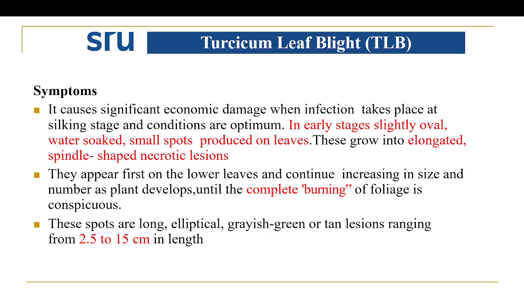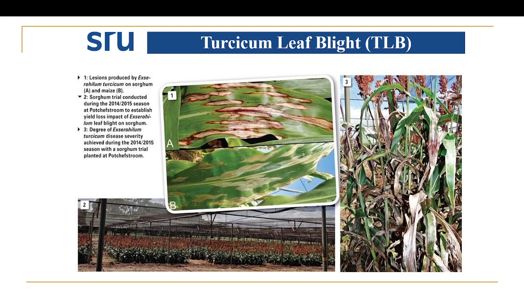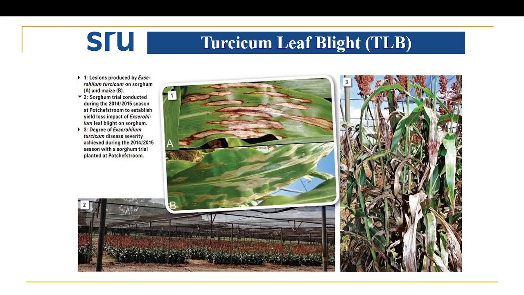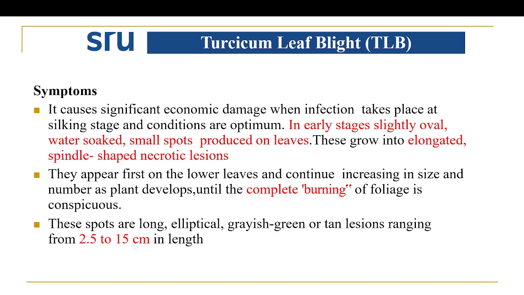The spots are very long, elliptical, grayish green, tan lesions ranging from 2.5 to 15 centimeters in length. So we can see these very long elliptical lesions of 2.5 to 15 centimeters in length. And these are the spores of Exserohilum turcicum. Initially the spots are water soaked and very small in size. Later on they will grow and go on increasing in size.